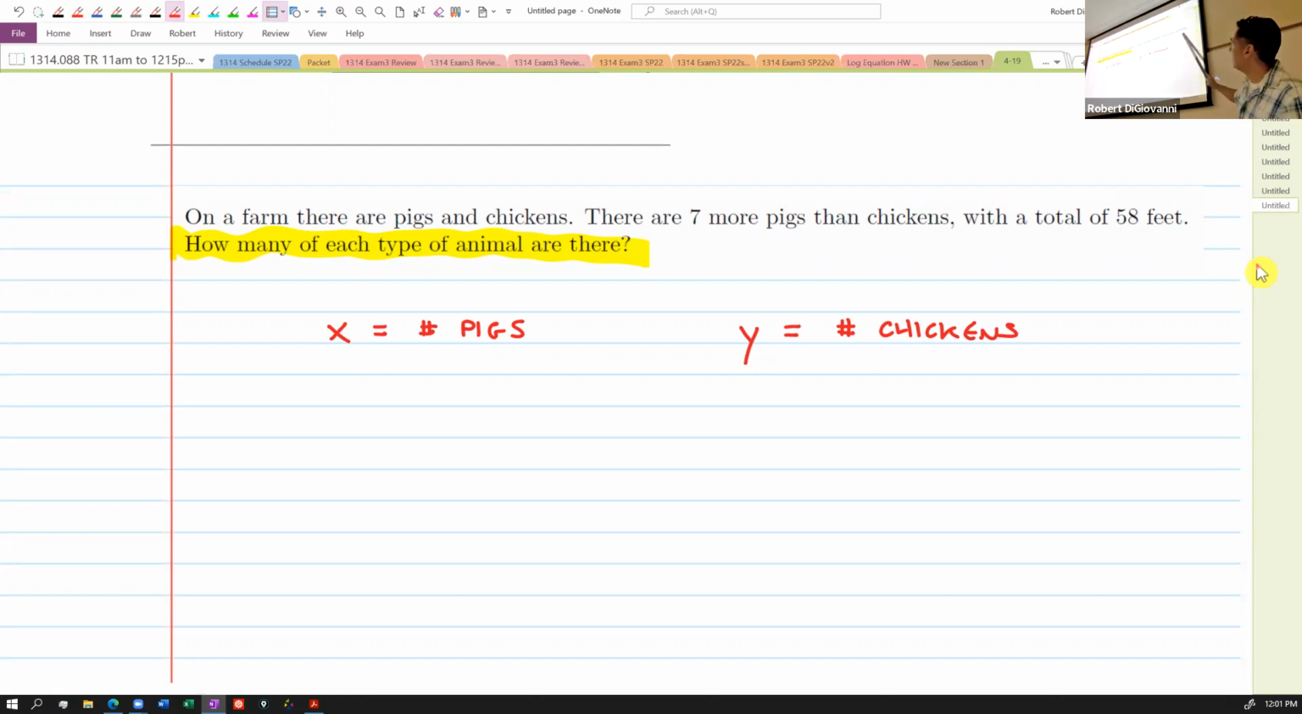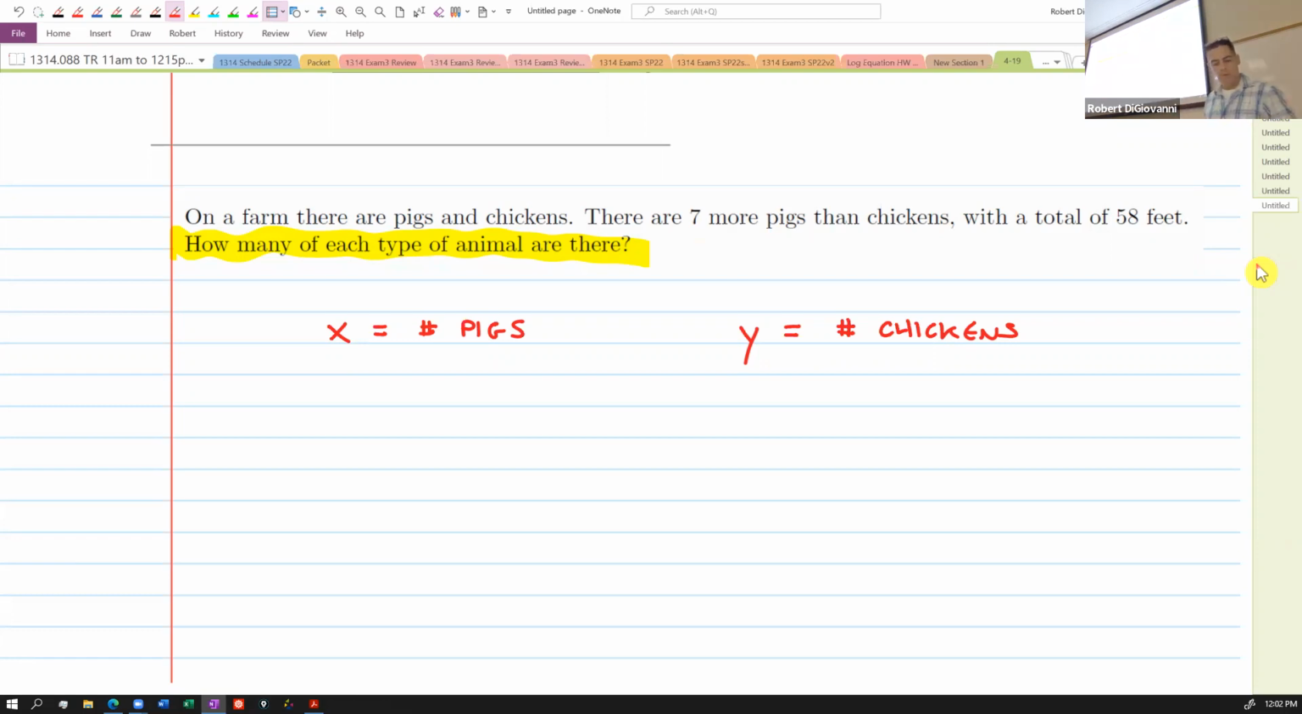Tell me about the feet. We need 58 feet total, right? Little feet, little feet. X plus Y equals 58 would mean you have the number of pigs together with the number of chickens added to be 58. We don't want that, because we're talking about feet.